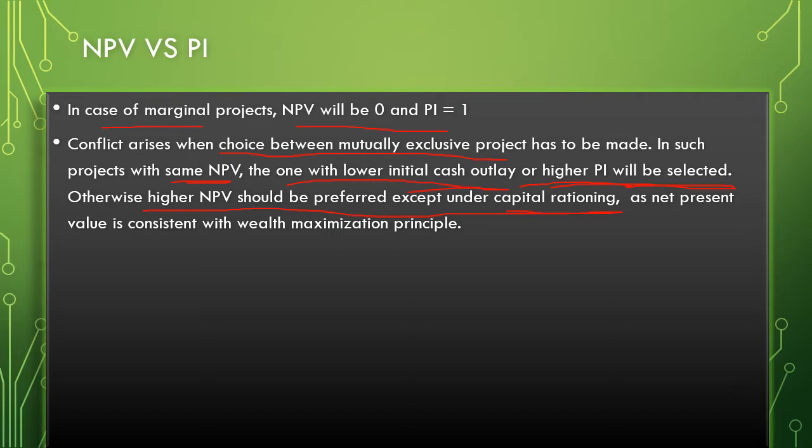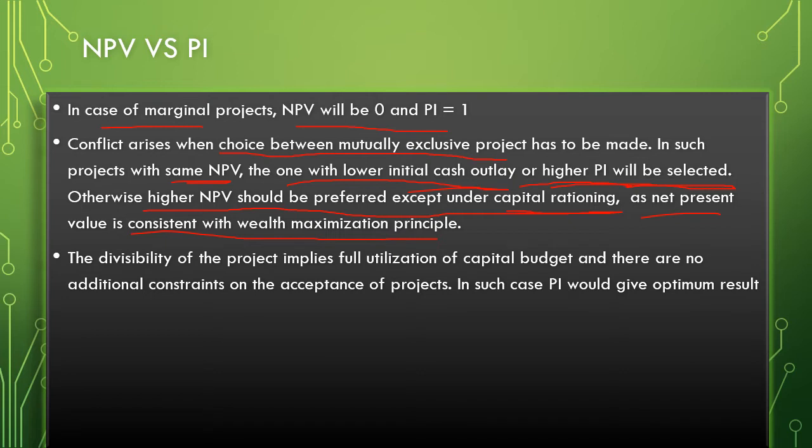As net present value is consistent with the wealth maximization principle. The divisibility of the project implies full utilization of the capital budget, and there are no additional constraints on the acceptance of projects. That is what divisibility means: I am using the entire capital budget, and there are no additional fund constraints on the acceptance of projects. In such cases, PI would give optimum results. So when there is divisibility of projects, you should choose PI.